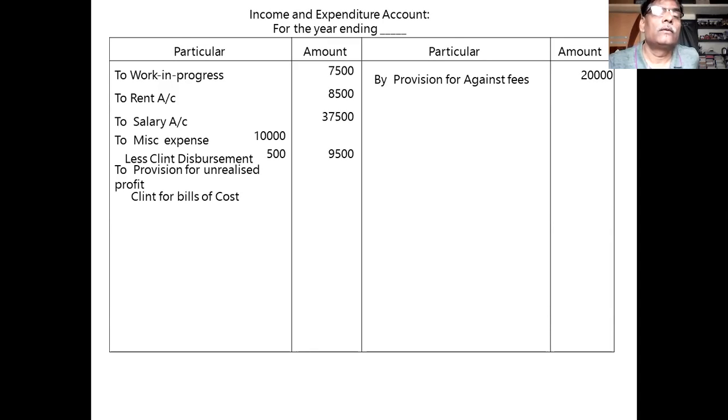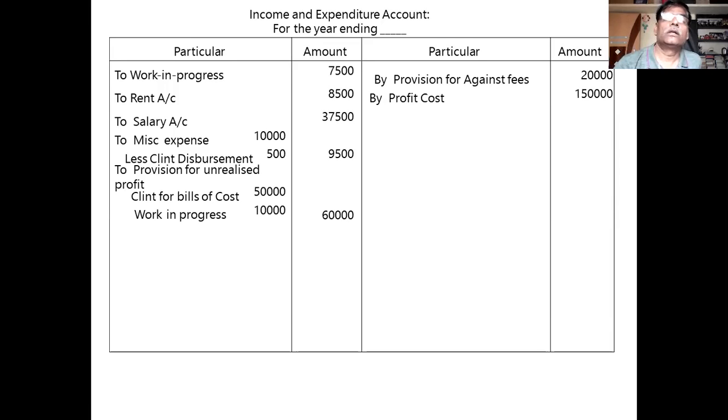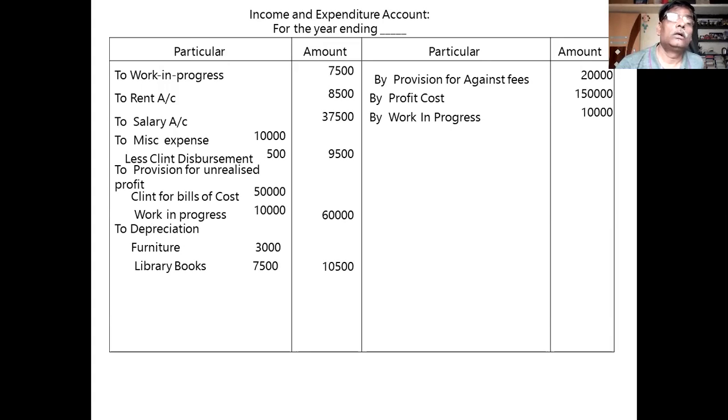Provision for unrealized profit: client disbursement 50,000, work in progress 10,000, total provision is 60,000. Like this you take it. By profit cost, credit side, by work in progress, closing balance. Then you take the depreciation: furniture 3,000, library book 7,500. Total 10,500 is the depreciation.